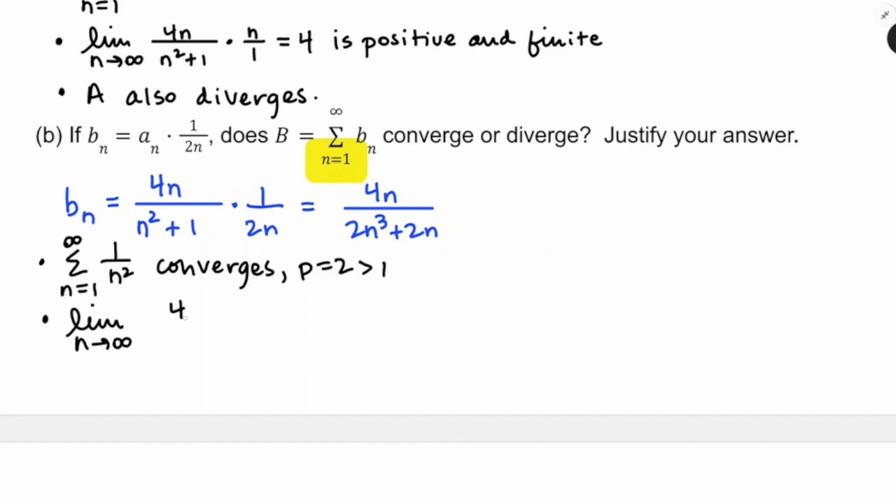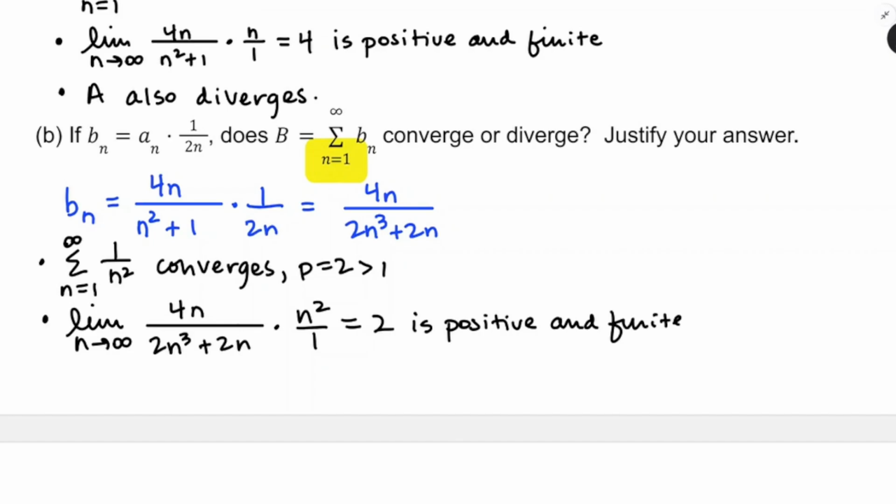But I think the safest course of action for us is to write it out to convince ourselves of the limit. If you think the limit's going to equal 2, it does, but it might be best for us to just write it out so we don't say anything wrong. Dividing by 1 over n squared is like multiplying by n squared over 1. I'm going to have 4 over 3 divided by 2 over 3. That equals 2, which is positive and finite. And as a result, b also converges.